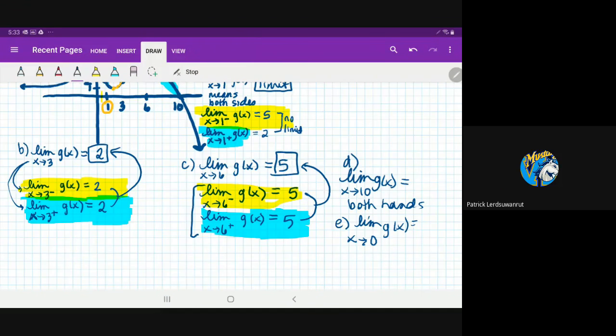Okay, so what do you think? Both hands. Right here where my eye is, this is 10. I want to go towards 10 from one side and towards 10 from the other side. And then you have to tell me what y value both your hands go towards.